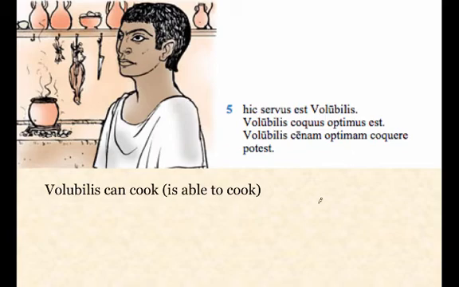And then, just like we always learned, we have this accusative object. Here's what he is able to cook. A cenam optimam, an excellent dinner.